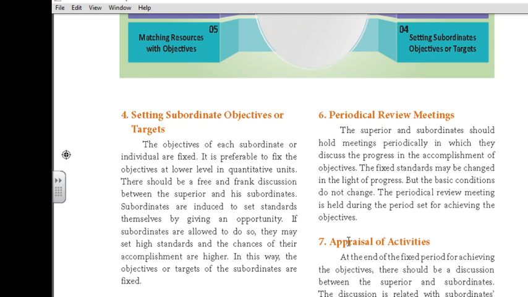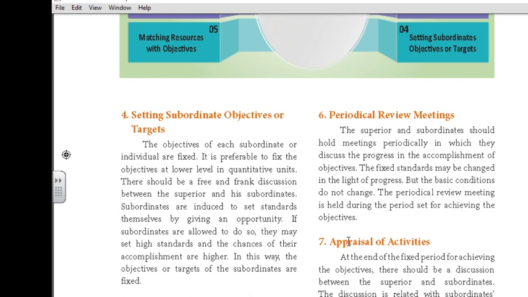Next is the periodical reviews and meetings. After setting up these objectives, we have to review the things with a meeting, plus the positive things and negative things we have come across towards achieving this project. So superiors and subordinates, you already know who is a superior, the higher authority. Subordinate is nothing but the lower level of authority workers.